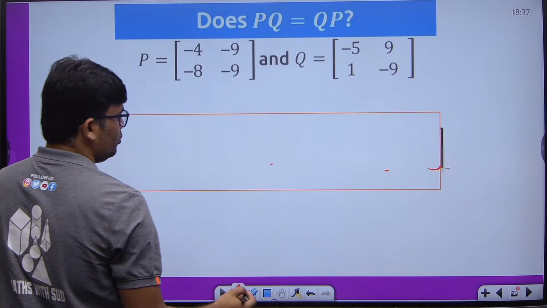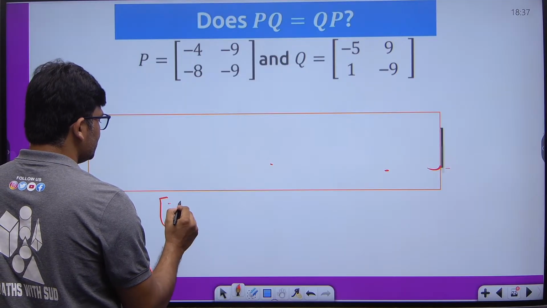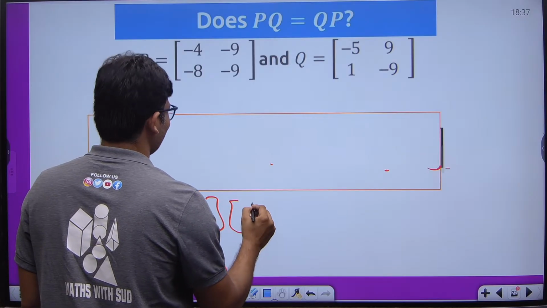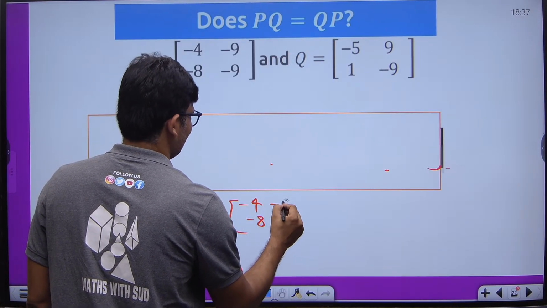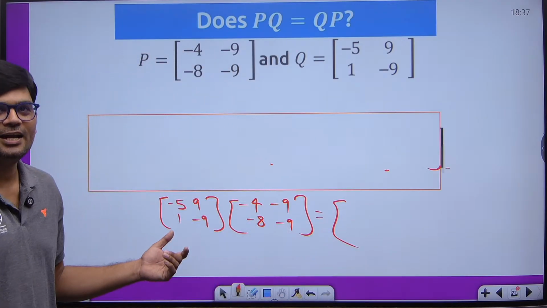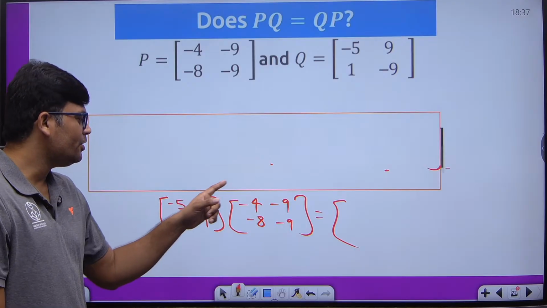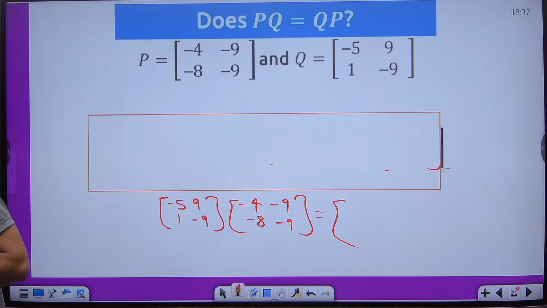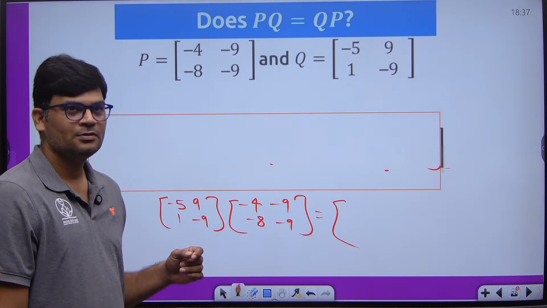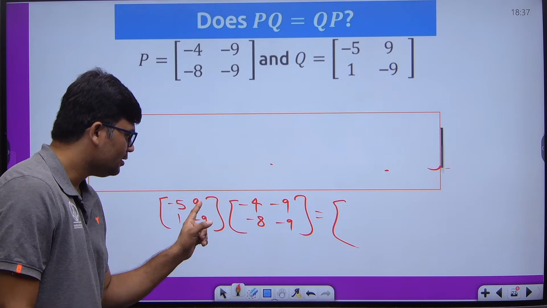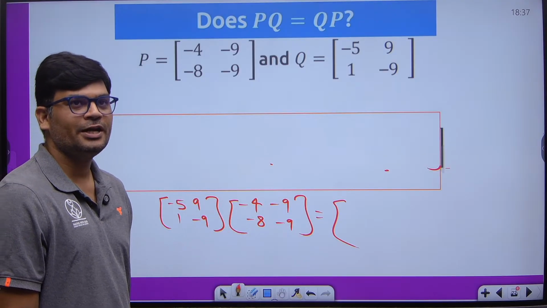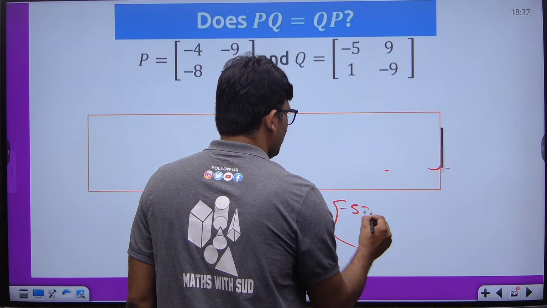QP means Q will be written first. It won't be commutative, I understand now. It would be the opposite of what we multiplied earlier. Let us check it out. Minus 4 into minus 5 is how much? 20. And then 9 into minus 8 is negative 72. So negative 72 plus 20 is how much? Negative 52.